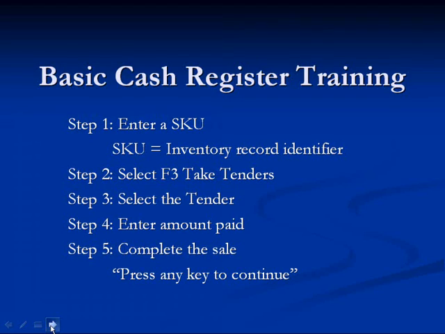Before we go any further, however, let's do a little review on what we talked about in the first two videos. We reviewed the 5 basic steps to a cash register transaction. Step 1 was to enter a SKU. Now remember, a SKU was an inventory record identifier. It tells Anthology what it is that you're wanting to sell.